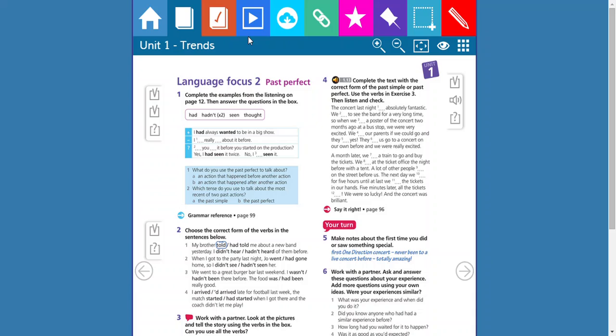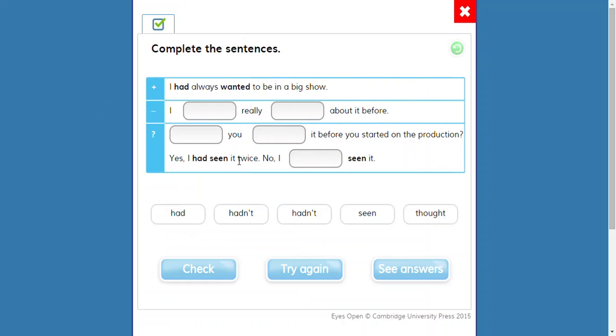Number 1, complete example from the listening on page 12, then answer the questions in the box. Okay, let's see. I had always wanted to be in a big show. And here you have the alternative. Here says negative, so it could be hadn't. Okay, I hadn't really thought about it before.